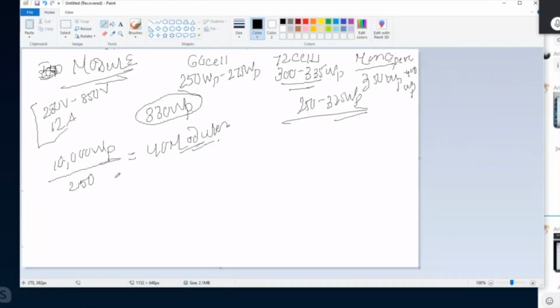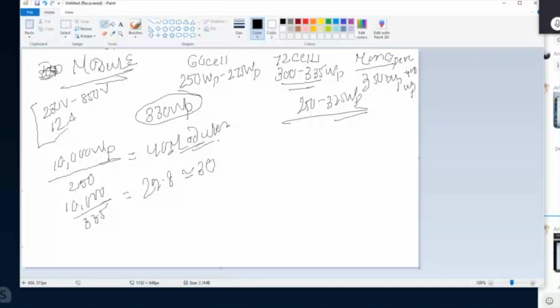Whereas if we take 335 watt peak modules for designing a 10 kilowatt peak system, we are getting 29.8. 29.8 is not possible, we need to take 30. Okay?